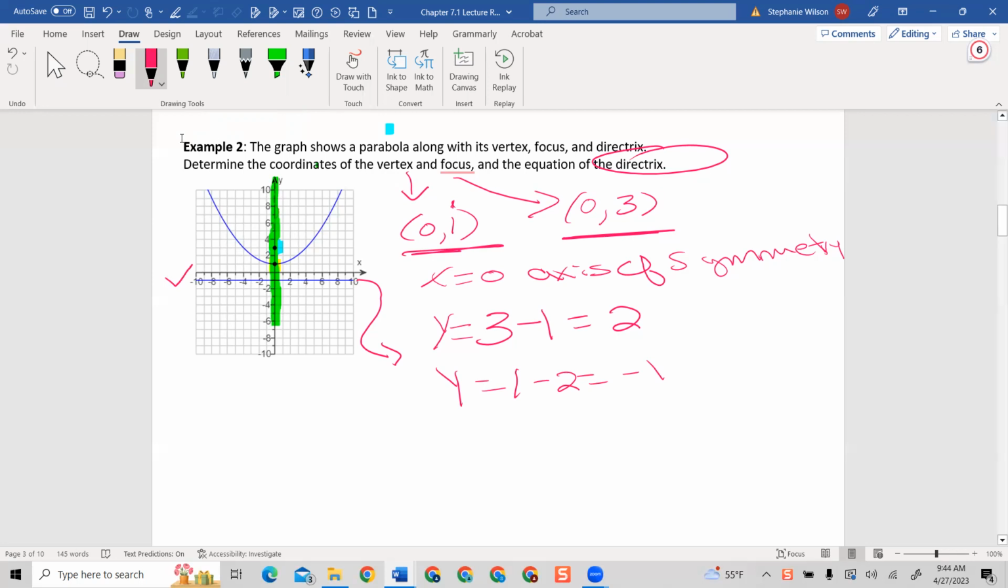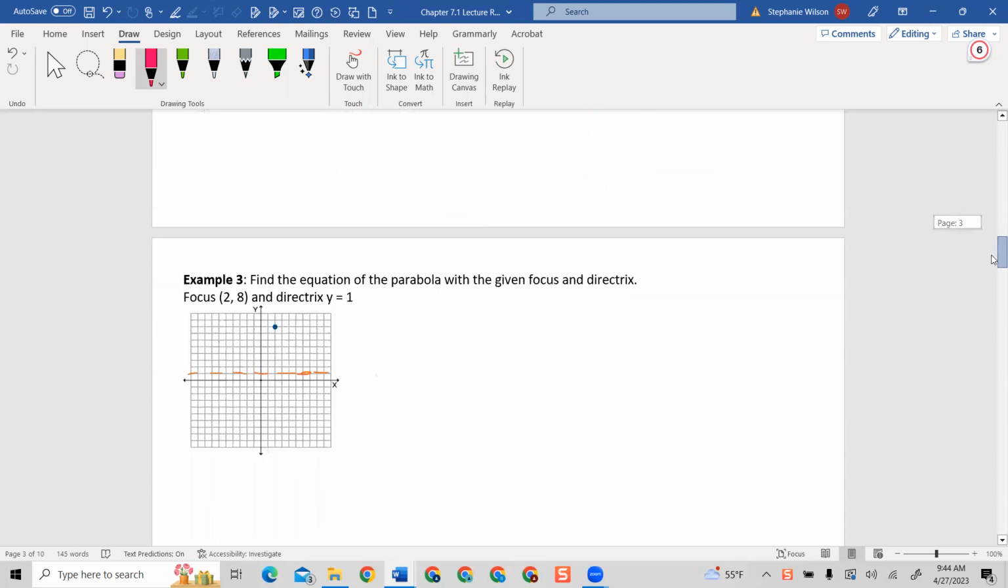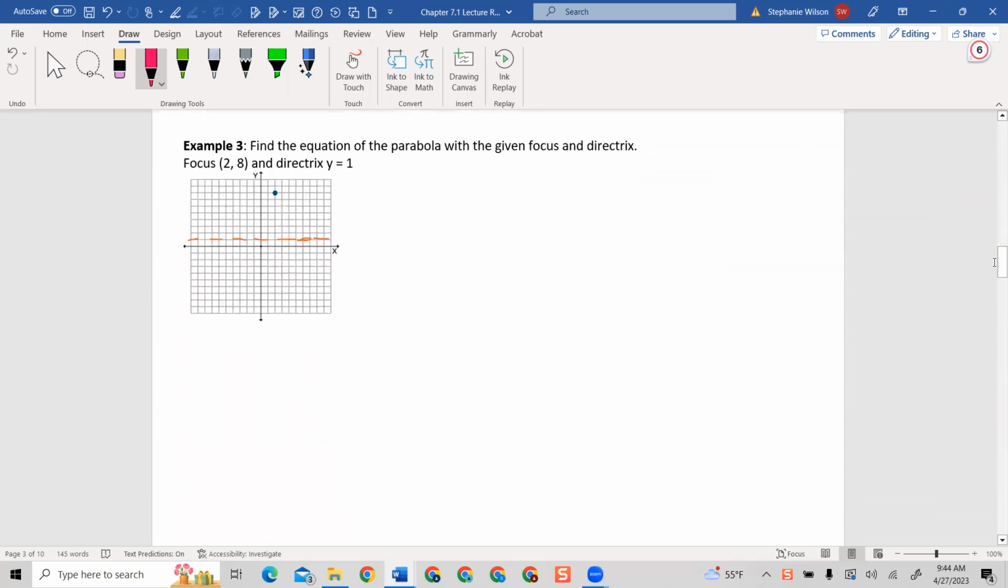Okay, let's do example 3. Find the equation of the parabola with the given focus and directrix. We're given the focus of (2, 8), and we are given the directrix of y equals 1. So I'm going to write some formulas down for you. It's important that you know these formulas. Write them to the side with your formula sheet, whatever helps you, okay? This is going to be important. It's going to benefit you. So let me get those.